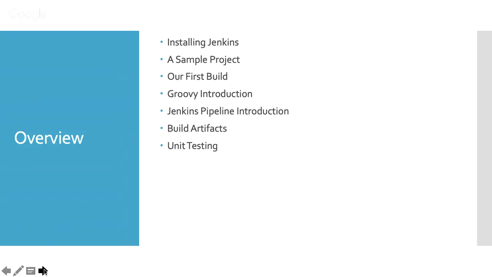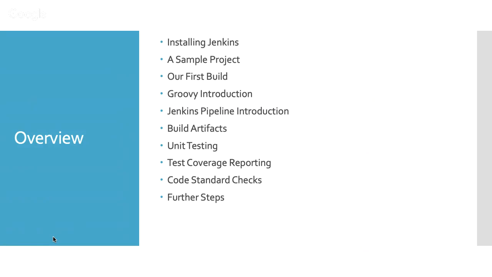I will show you how to do unit testing, test coverage, and code standard checks in Jenkins in the sample project. And then I will mention some further steps that you can take, but I will only mention them because we will definitely not have enough time for those. And then there will be room for questions, and I will also pause for questions in various sections if you have any. So that's what we will do today.